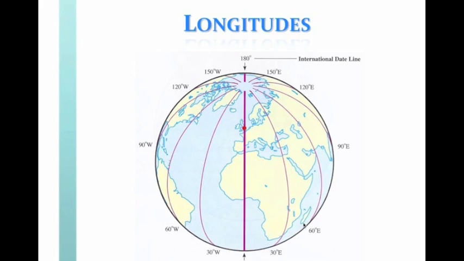For longitudes, as discussed, longitudes are imaginary vertical lines that encircle the Earth's surface in the north-south direction. Notice how the longitudes run from north to the south. The 0 degrees longitude is known as the Greenwich or the prime meridian, which is here. Similar to the latitudes, the longitudes east of the Greenwich meridian are marked east, whereas those along the west are marked as west. 180 degrees east and west is known as the international date line, which we will discuss next lesson.